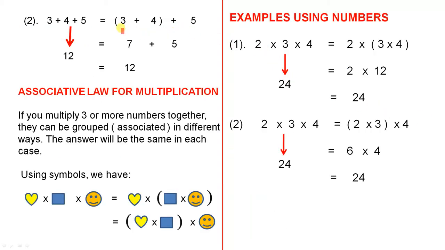Let's say this time you group the 3 and the 4. See what happens this time. 3 plus 4 is 7. 7 plus 5 is 12. You get the same answer.